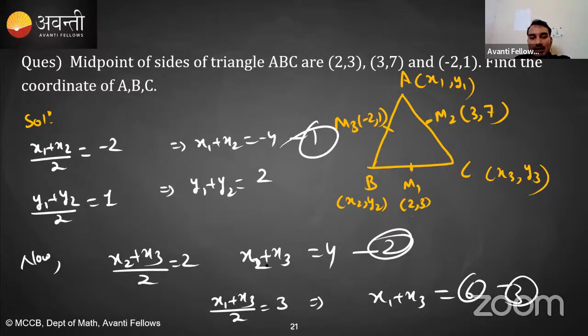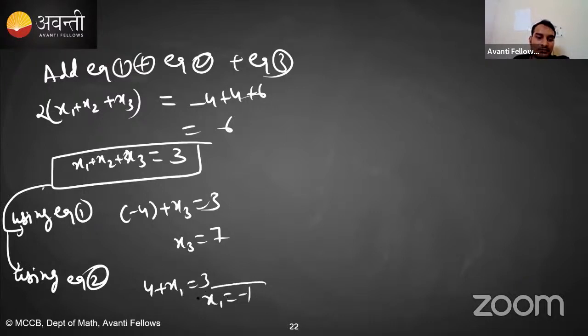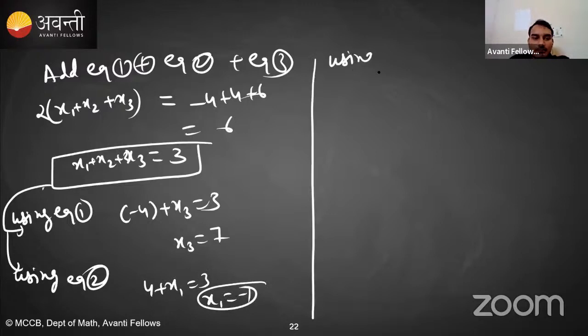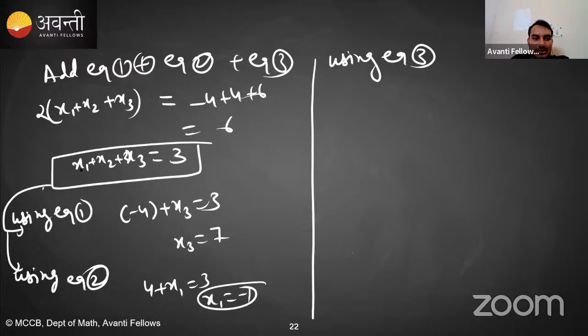Again using equation 2. Equation 2 says that x2 plus x3 is 4. So if you use that here, 4 plus x1 is 3, so x1 is minus 1. Clear? Again using equation 3, which says x1 plus x3 is equal to 6. So 6 plus x2 is 3, and x2 comes out to be minus 3.